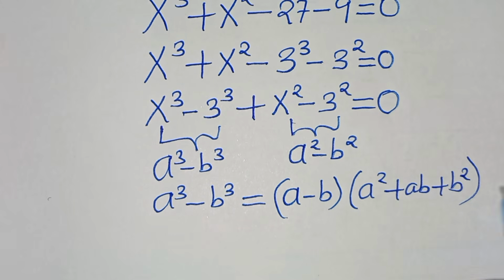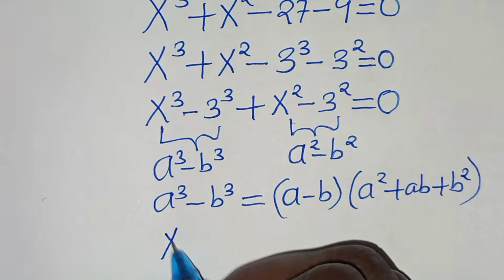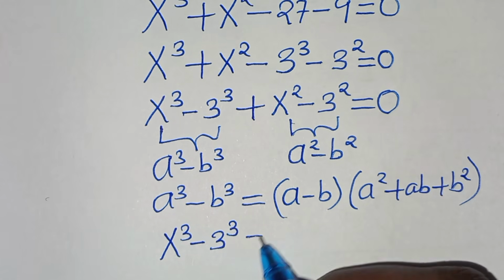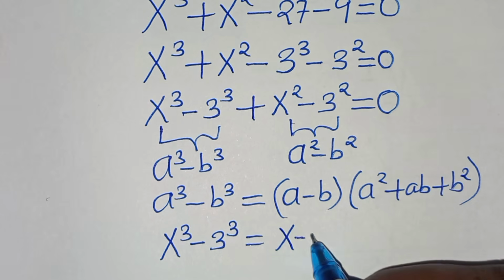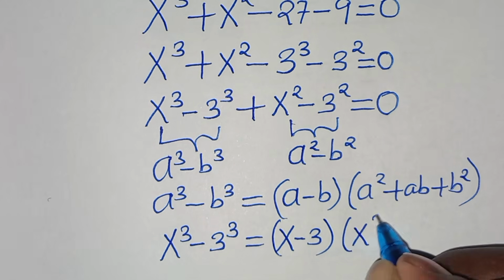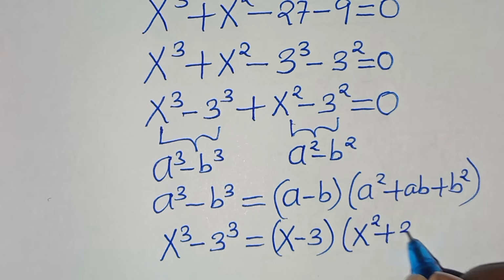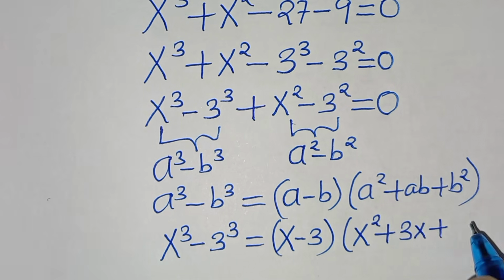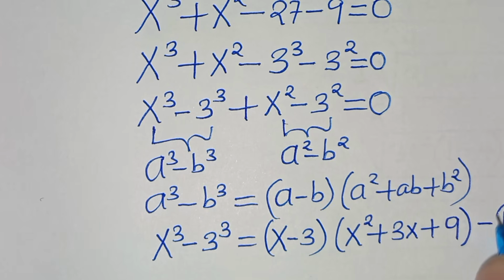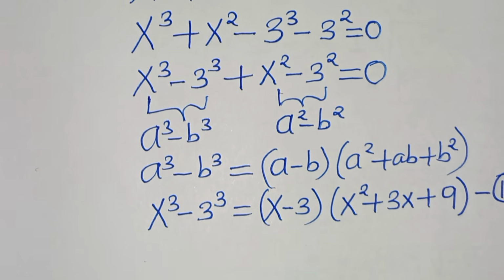Applying this identity, it follows that x to the power of 3 minus 3 to the power of 3 can be expressed as x subtract 3, then we have x to the power of 2 plus 3 times x, which is 3x, then plus 3 squared, which is 9. Let's call this case 1.